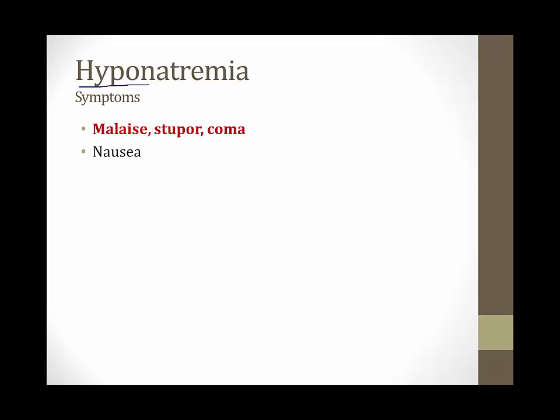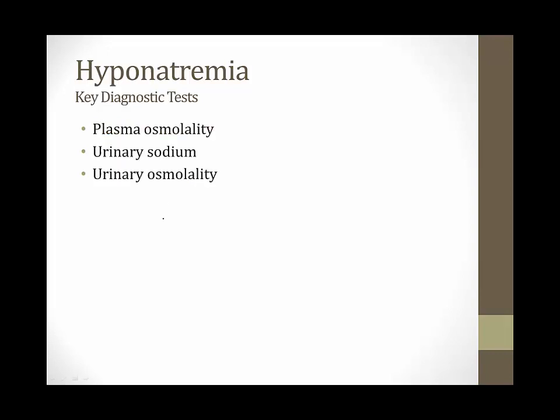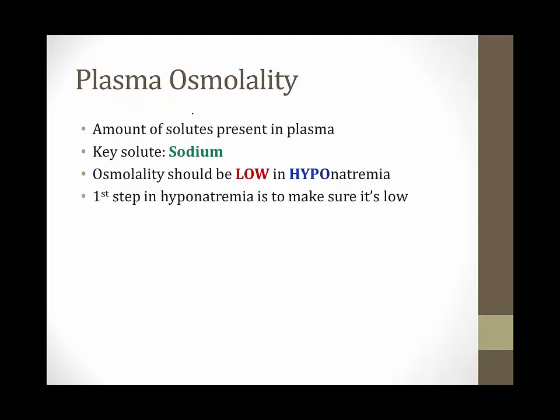So first of all, let's talk about the symptoms. And as I said on the last slide, when you have hyponatremia, fluid will move into tissues and the brain will swell, and that leads to symptoms like malaise, stupor, and coma, and nausea as well. There are three key diagnostic tests that are important for all sodium disorders, but especially hyponatremia, and we're going to talk about all of these in the next few slides. The first one is the plasma osmolality, the second is the urinary sodium level, and the third is the urinary osmolality.